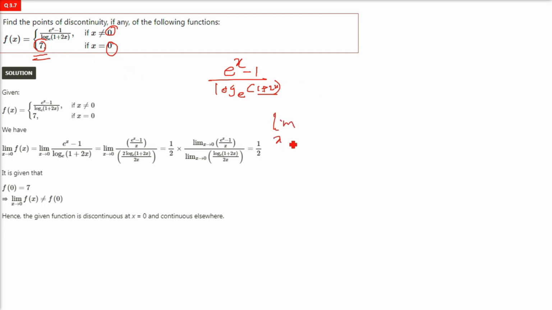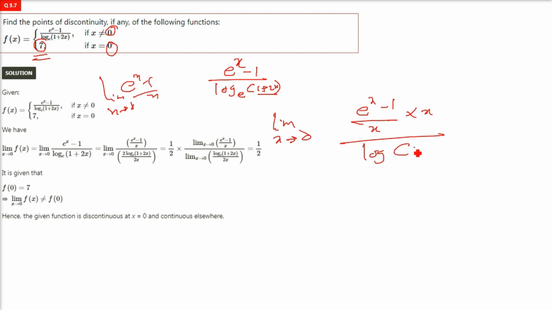Okay. So we'll apply a direct limit. Don't worry about LHL and RHL here, because you'll see what will happen. E to the power x minus 1 divided by x, limit x tends to 0, is 1. We have already seen that in many questions. So for e to the power x minus 1 by x, multiply numerator and denominator by x, introducing x. Log 1 plus 2x. So log 1 plus theta divided by theta, limit theta tends to 0, is 1. That also we have seen. Or you can call it log 1 plus k by k, limit k tends to 0. Okay, this is also 1.